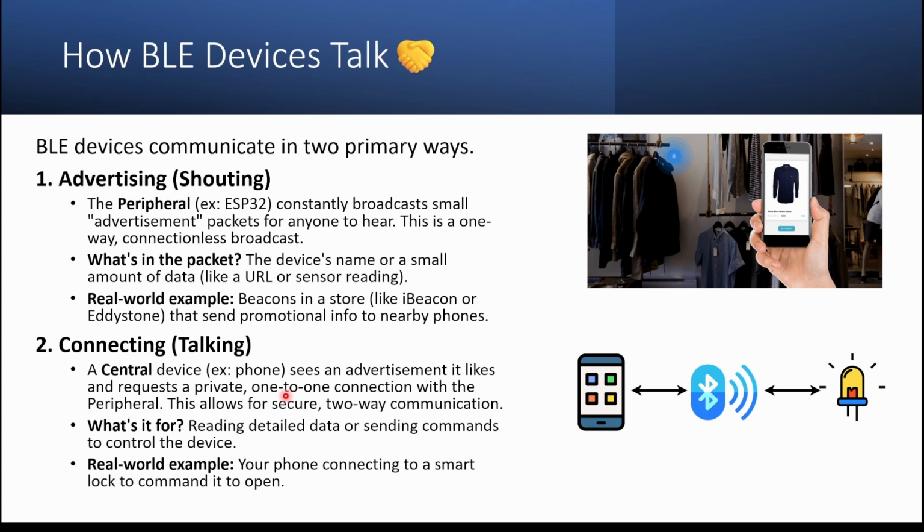So in this tutorial, we'll be using the ESP32 as a beacon. It will be advertising one URL continuously, and we'll see how we can detect that using our mobile phone and then try to open that URL.